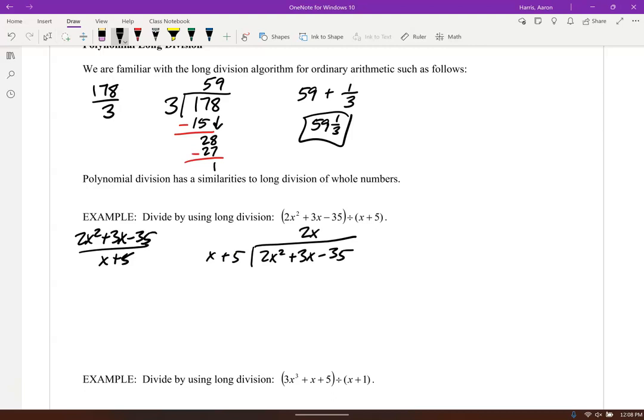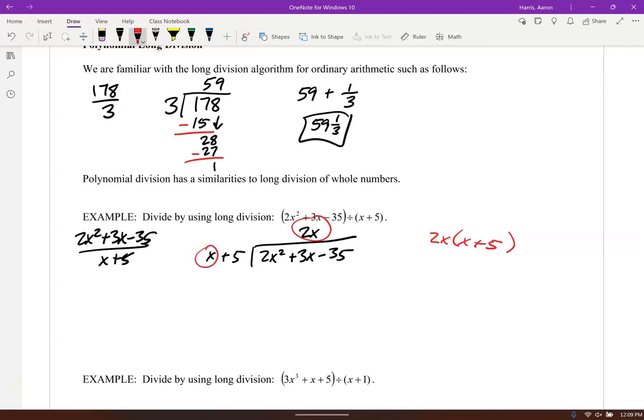2x, and I put it over the other x. If I line it up with the same degree, it'll just help me out. Okay? So now I multiply it through. So I'm going 2x, taking this 2x, and I'm multiplying it by the x plus the 5.